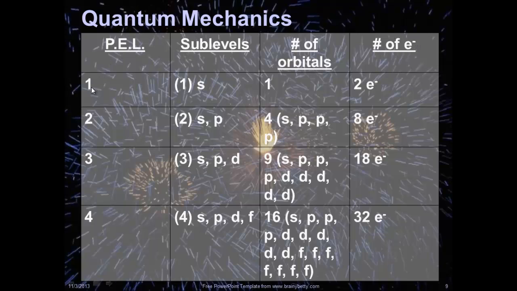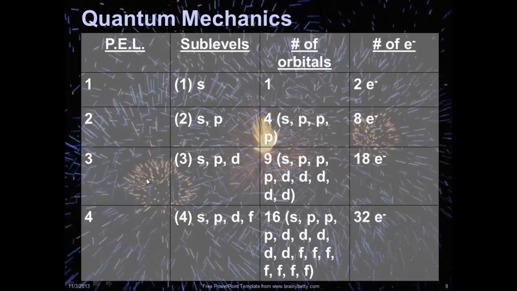In principal energy level 1, there's one street, and its name is S. There's one house on S Street, and you can put 2 electrons in it. In energy level 2, or in city 2, there are 2 streets, S and P. That means there's 4 houses, 1 S house and 3 P houses, or P orbitals, so that's 4 altogether, times 2 electrons each makes 8 electrons.